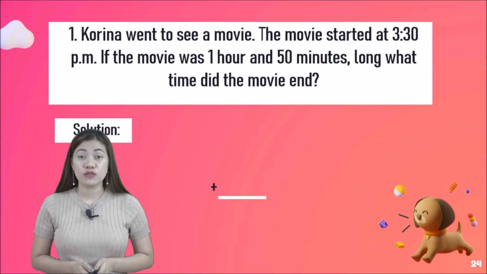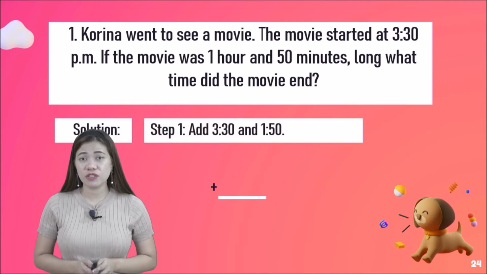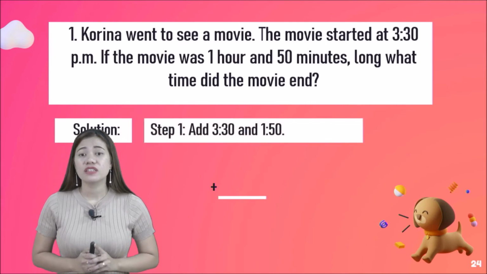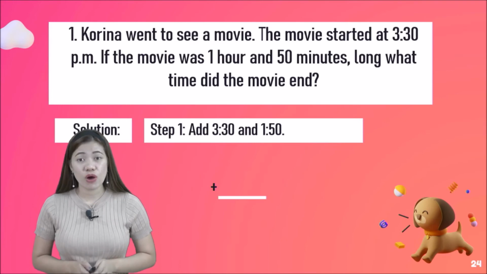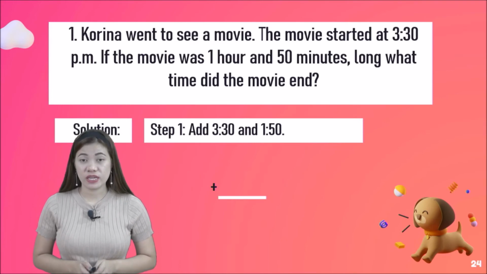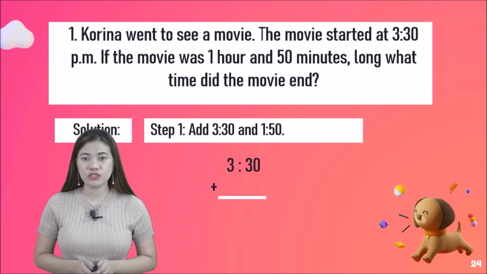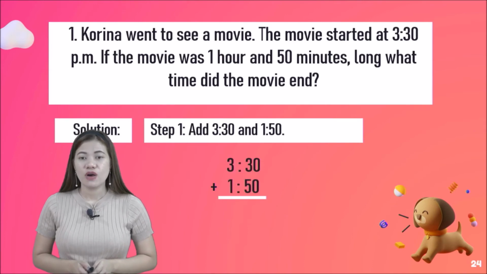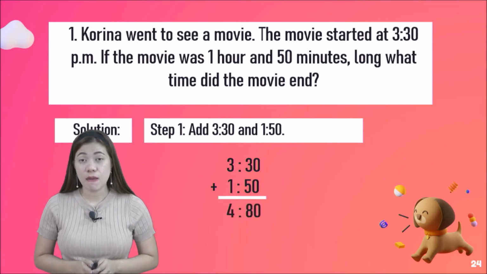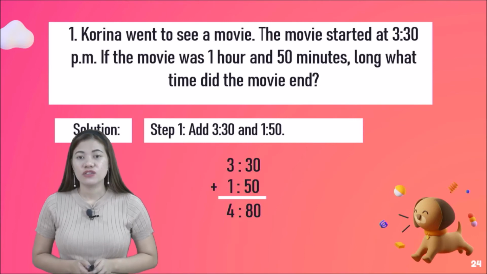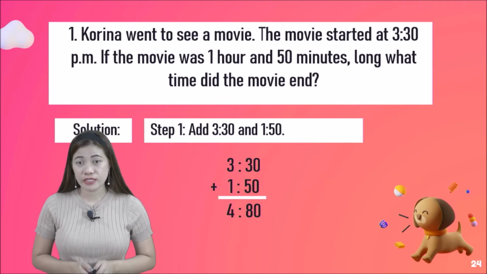So, solution, kids, the first step that we need to do is to add 3:30 and 1:50. So 3:30 plus 1:50 is equal to 4 hours and 80 minutes. Okay, kids? 3 hours and 30 minutes plus 1 hour and 50 minutes is equal to 4 hours and 80 minutes.